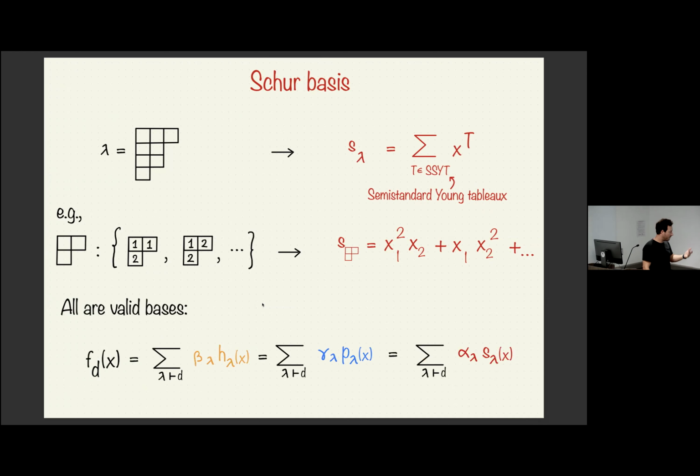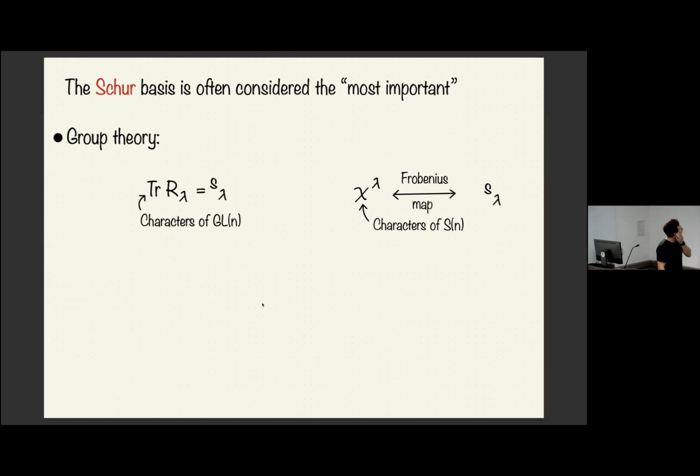Okay, so they're all valid bases: the complete homogeneous, the power sum, the Schur basis, the monomial, and the forgotten. They're all valid bases. Like I said, the Schur basis is often considered the most important because it's the one that appears in the most diverse areas of math.